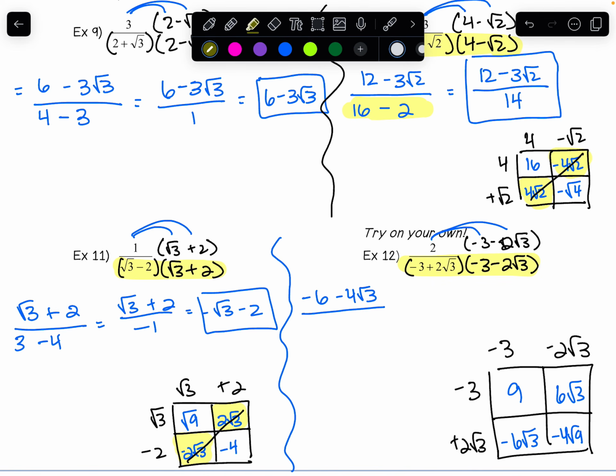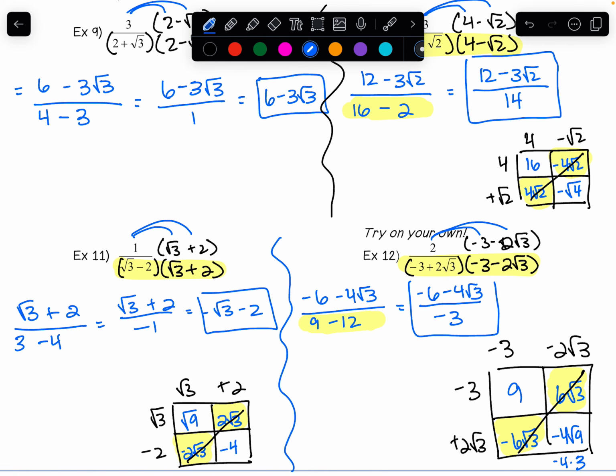So again, we're working in our denominator. Right now I have 9. 6 square roots of 3 minus 6 square roots of 3 is 0. These eliminate. And then here I'm going to have negative 4 times, what's the square root of 9? 3. It's negative 4 times 3. Negative 12. So I have negative 6 minus 4 square roots of 3. And then in my denominator, what's 9 minus 12? This is technically your answer.